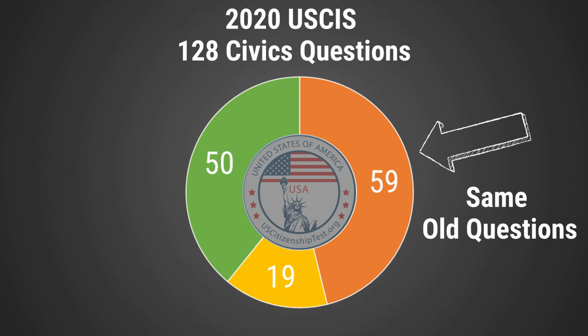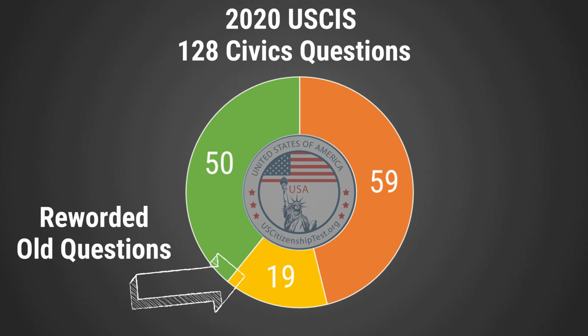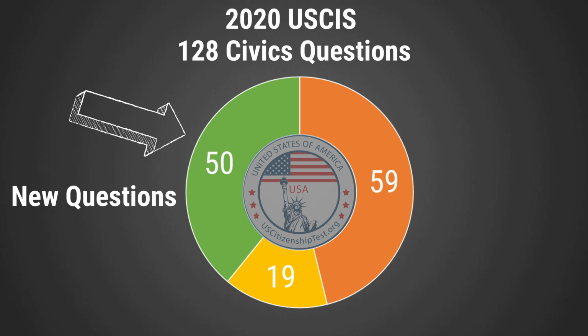A lot of people think USCIS just added 28 new questions to the old 100 civics questions to make the new 2020 version. But that's not correct. Here's the breakdown for the 128 questions. There are 59 old questions that are exactly the same as the ones in the 2008 version. There are 19 questions that have been reworded, and there are 50 brand new questions.